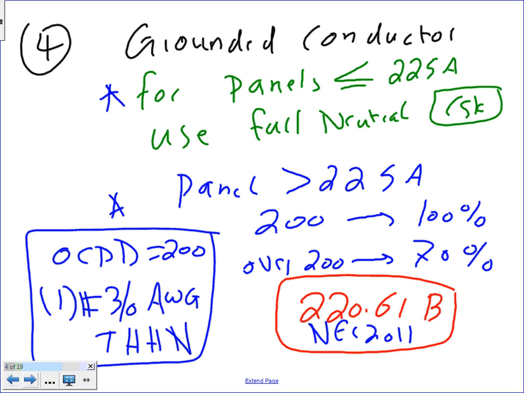Yeah, absolutely. It's just match. If the panel, a full neutral means match the ungrounded conductor. Everybody knows what a full neutral is? A full neutral means you match the ungrounded conductor. Okay, should I write it here? Full neutral means match ungrounded conductors. So that's what a full neutral means. Match the ungrounded conductor.